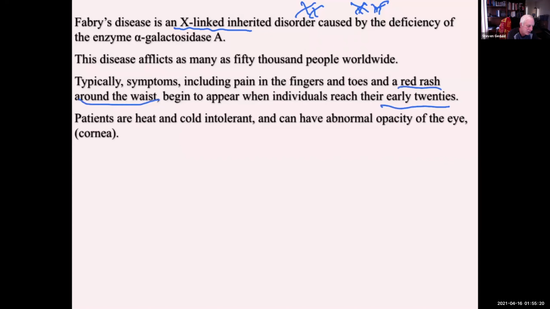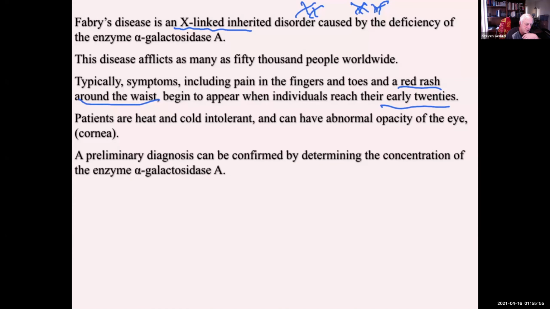Patients are heat and cold intolerant, and can have abnormal opacities of their eyes and the cornea. Raynaud's disease is one of the symptoms of this, which means you are cold intolerant. My daughter has Raynaud's disease. If she's out in the snow, her hands turn blue. She cannot handle the heat. She cannot handle the cold. When we were snowboarding, she wears really thick, really good down gloves. So she can't handle heat and cold. They're intolerant to heat and cold.